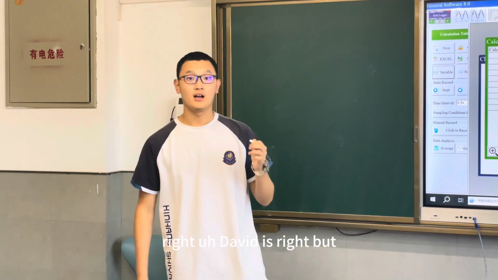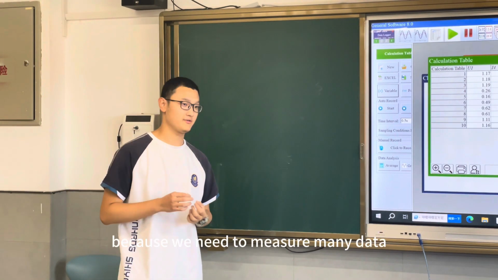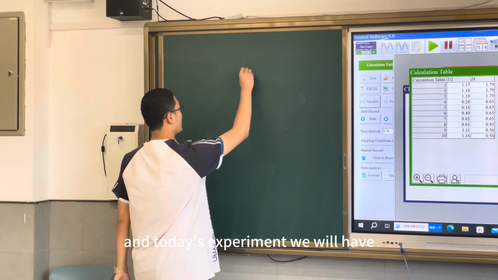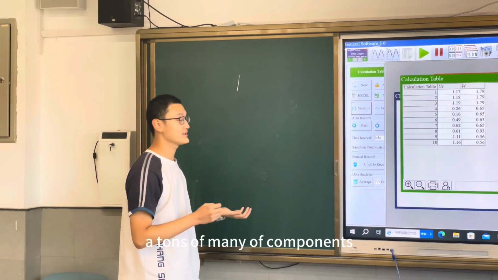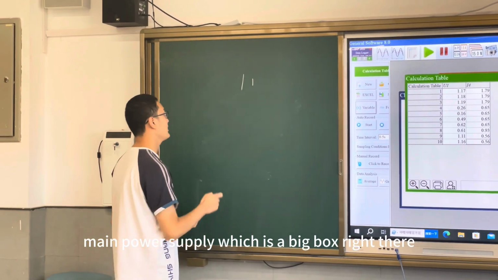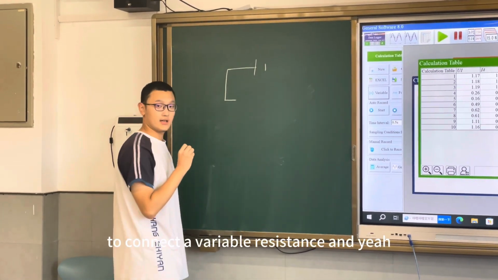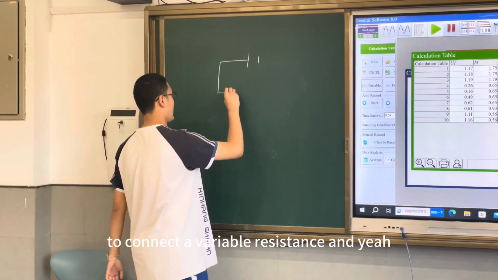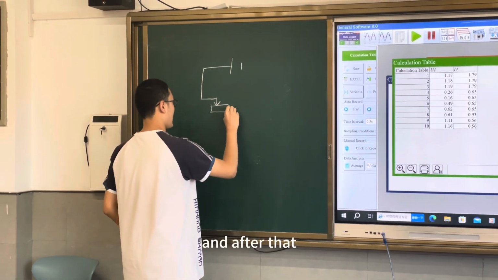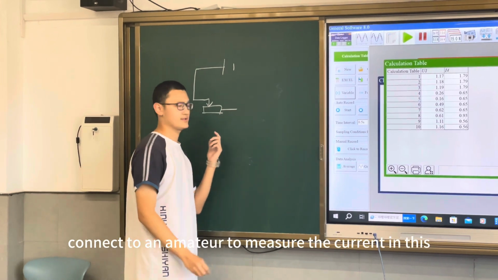Right, David is right, but the circuit part is also important because we need to measure many data. And in today's experiment, we will have many components. One of them is called the main power supply, which is a big box right there. And we will connect two wires to a variable resistor. And yeah, let's just draw this component. And after that, we will connect to an ammeter to measure the current in this circuit.